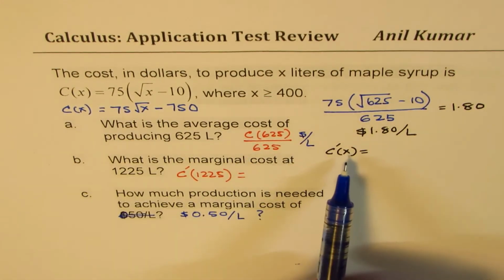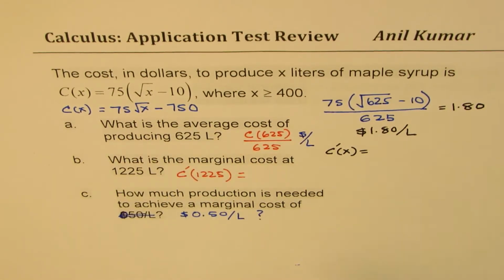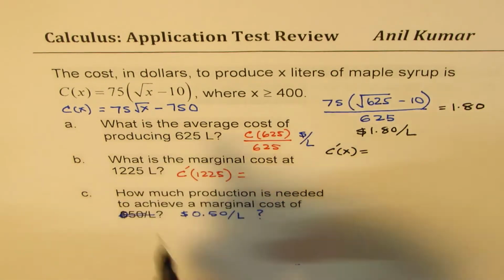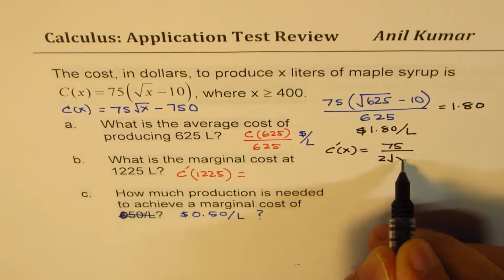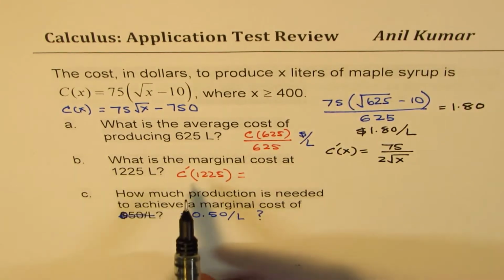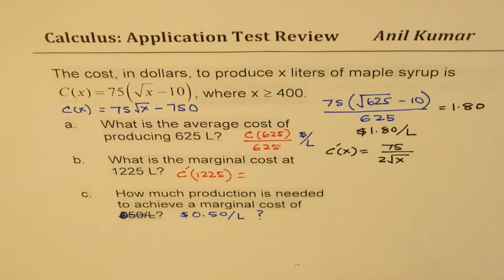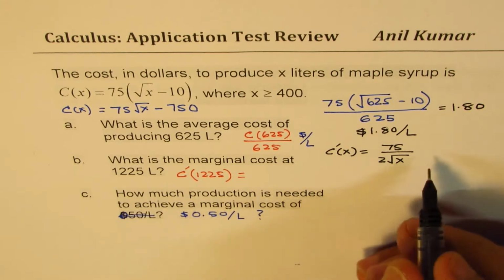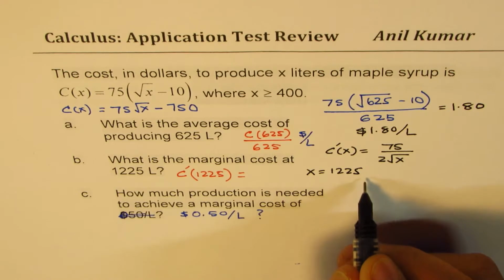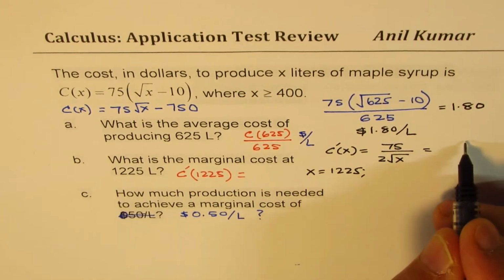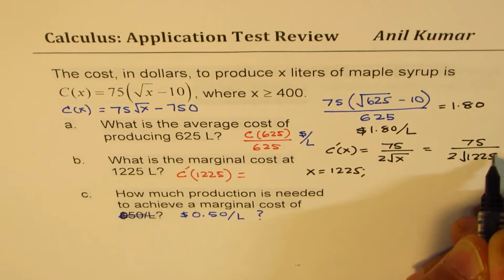Now, the derivative of the constant is 0. So it helps, correct? So square root derivative is 1 over 2 square root x. So we have 75 over 2 square root x. We need to find at this level where x is 225. So let's substitute 225 here. So if x is equal to 225, then the answer will be 75 over 2 times square root of 225, correct?